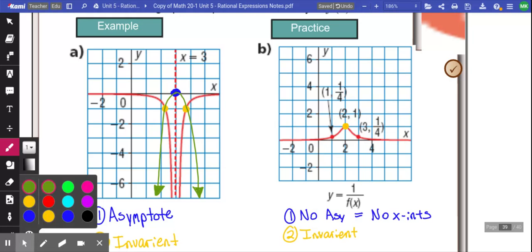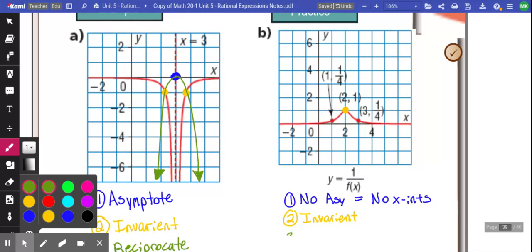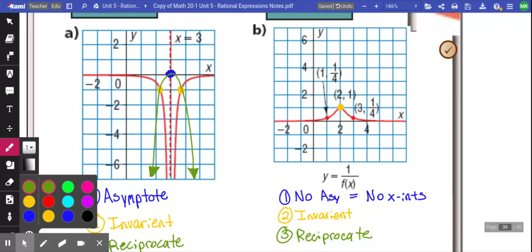The third step is to reciprocate, and I can't reciprocate this thing right now. At least I can't draw it. The reason I can't draw it is because I only have 1 point. Only point I know is that yellow point. That's why they gave you 2 more random spots. They gave you these 2 random values for a reason, and that reason was so you could reciprocate their y values. So that point of 1 over 4 is going to reciprocate to be 4.